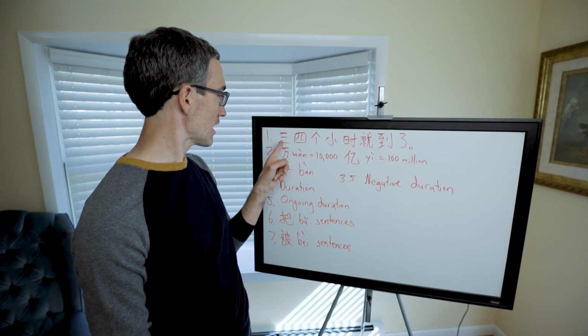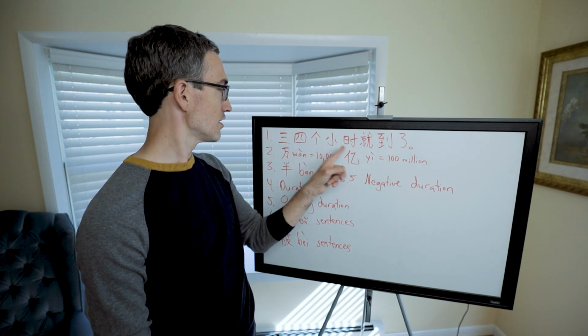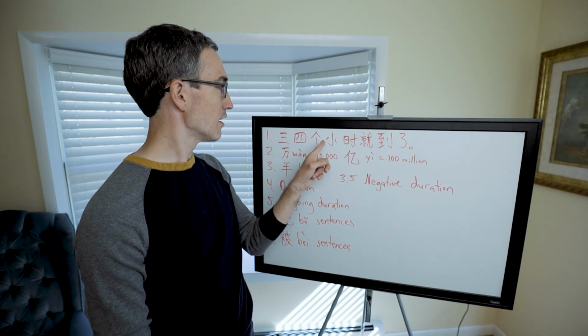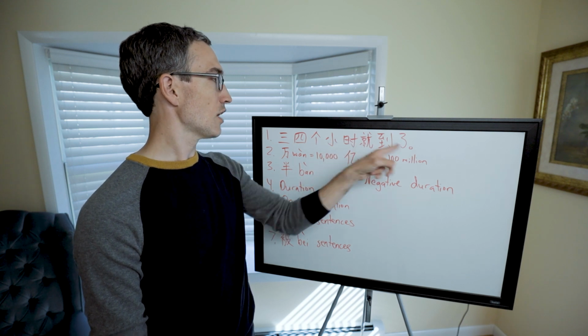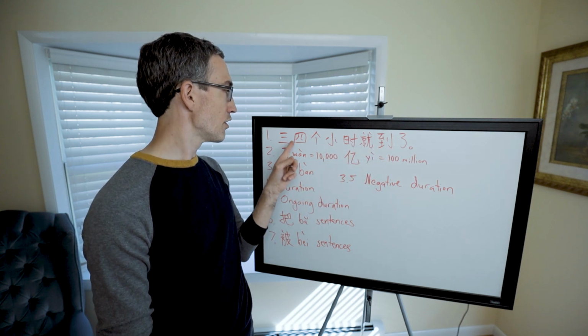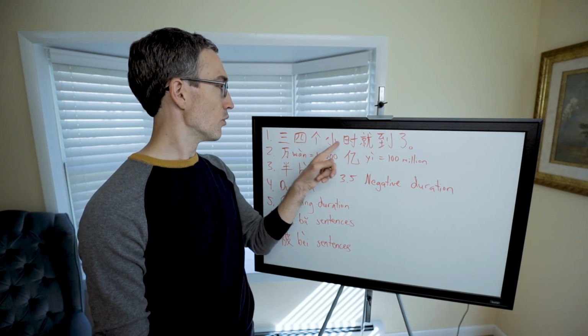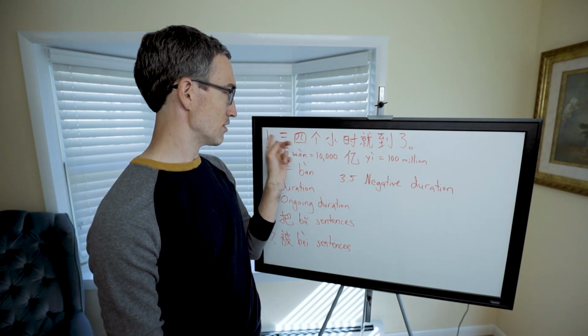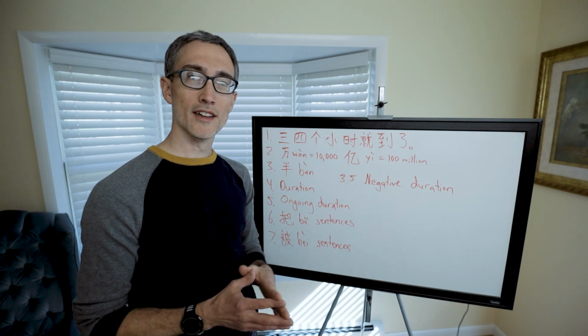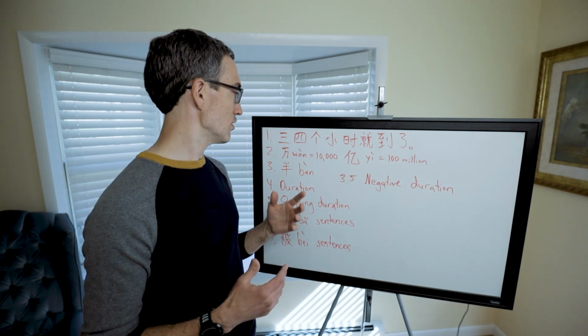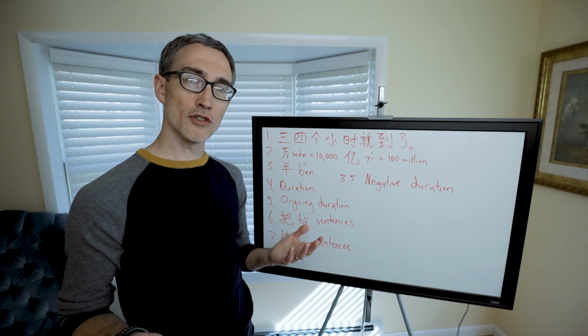So here we have an example, 3、4个小时. So that's 3-4 hours. 就到了. So in 3 or 4 hours, we, I don't know what the subject is. 就到了, we'll be there. That's one way this sentence could be used. So we'll be there in just 3 or 4 hours.